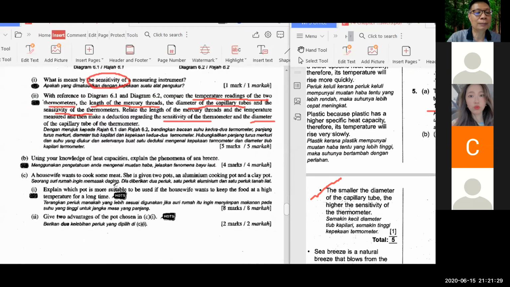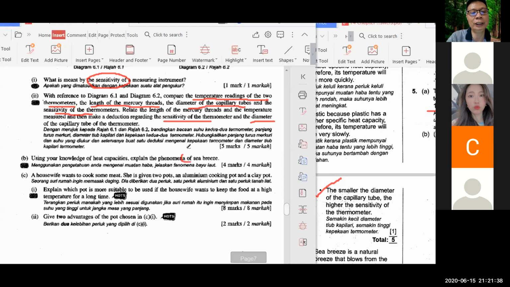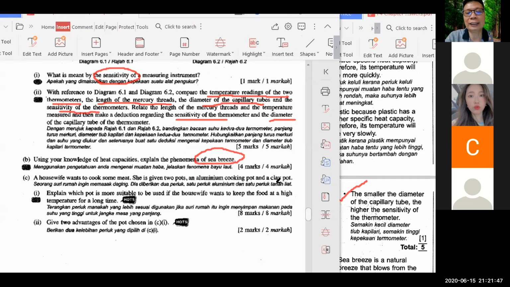The next one, B, read the question. Using your knowledge of heat capacity, explain the phenomenon of sea breeze. You learned sea breeze, correct or not? Now they ask you to explain the phenomenon of sea breeze, 4 marks. Now, this is physics, you know, I tell you. You must study the thing, understand properly, and then you must know how to explain.